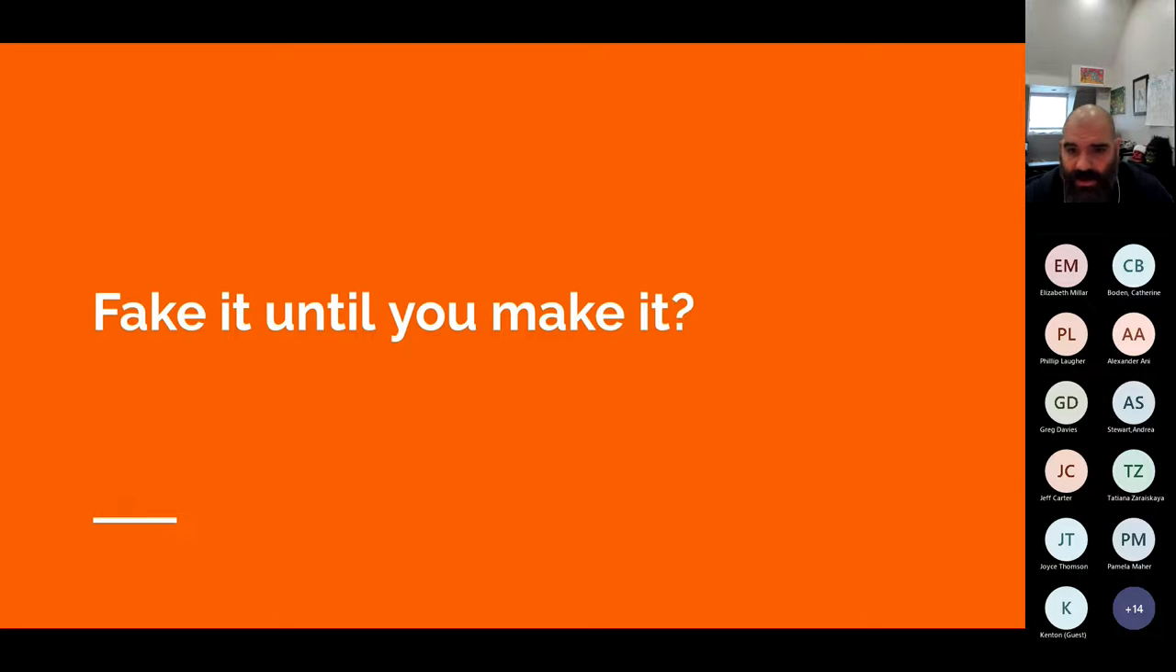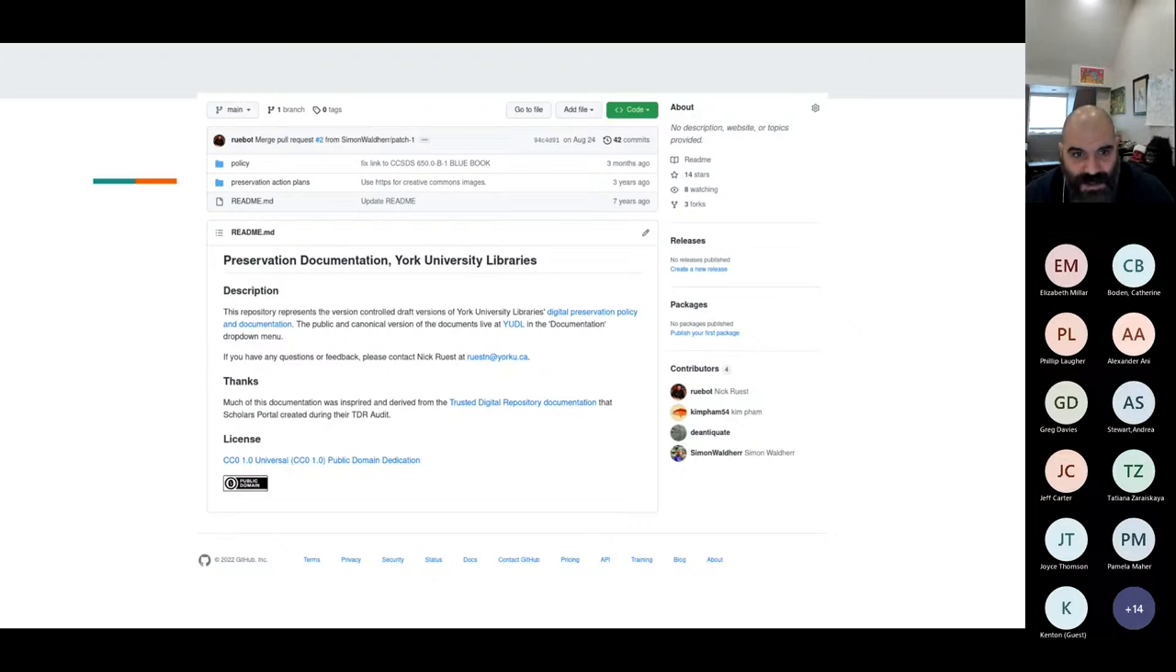Our own local version of it, and you know, the old cliche of fake it till you make it. There are no red flags here at all. Just taking all this stuff and pulling together a set of documentation. So we did that. We put it all in GitHub. Wrote it all in Markdown.